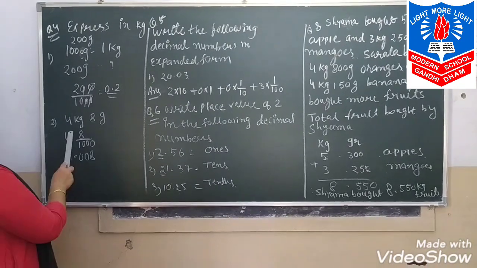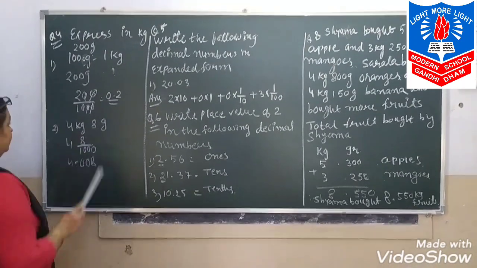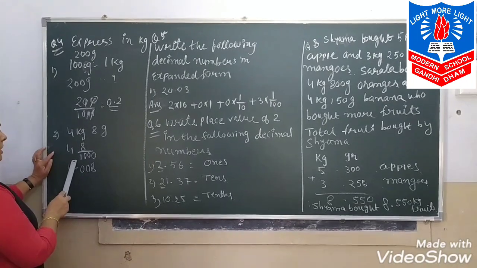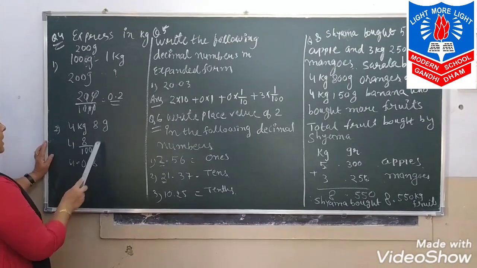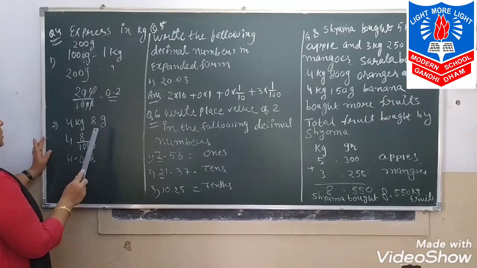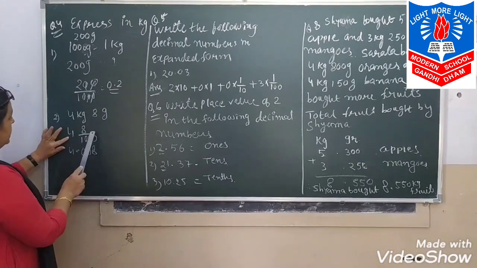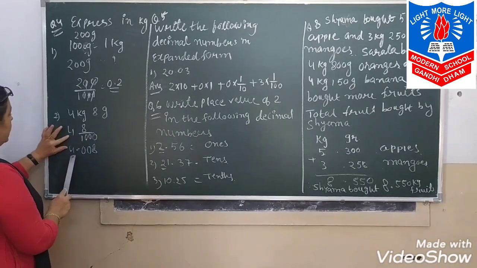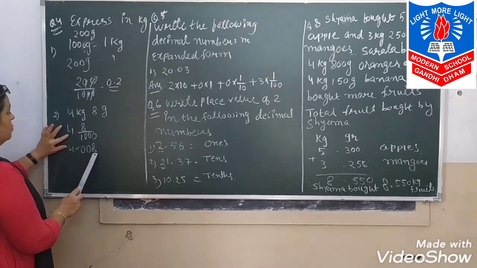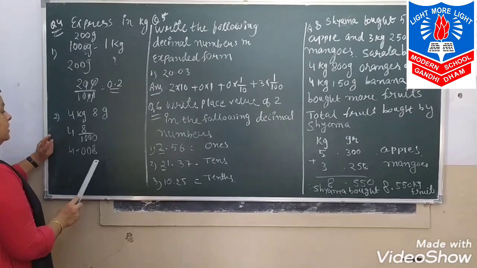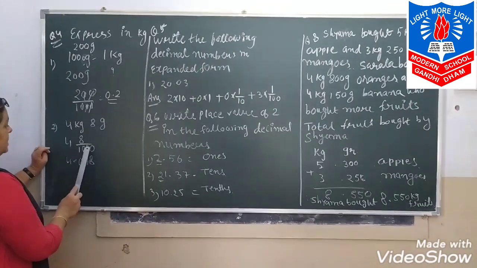Here is 4 kg and 8 gram. 4 kg full, 8 gram. 1000 gram is equal to 1 kg. So full 4 kg and 8 upon 1000. So we write 4.008. Point after 3 digits because here is 1000.